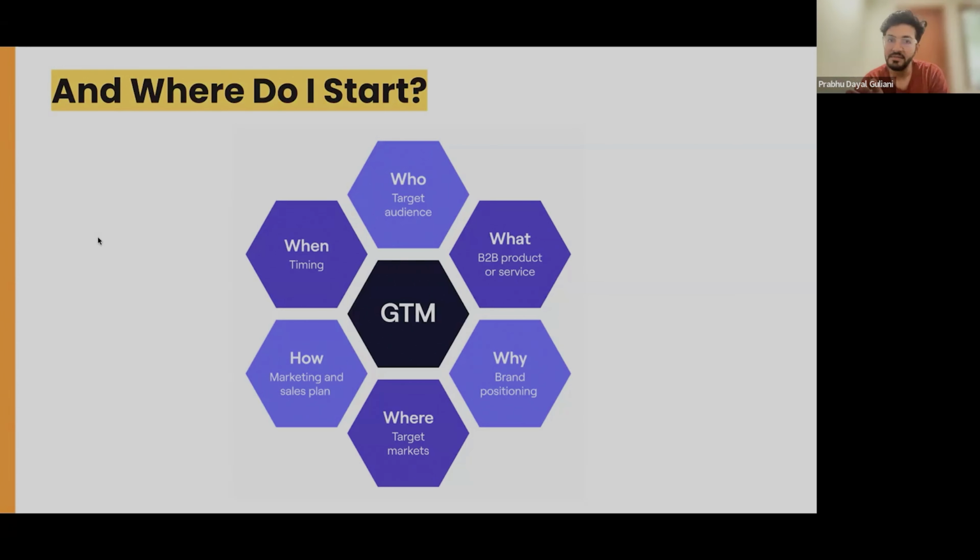Is that all? Open your mouth. Somebody come on unmute. Shubhang, say something. Yeah, Prabhu. Is that all that needs to define their go-to-market strategy? For Slack now? For Slack? Yeah.